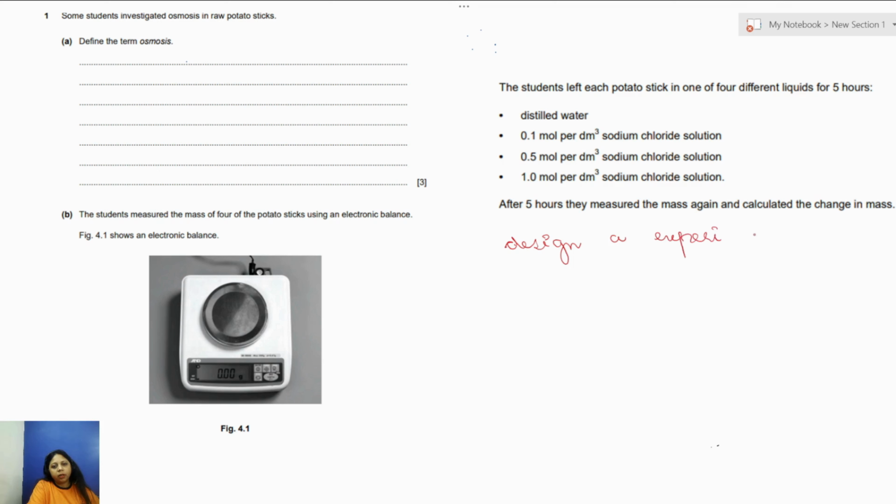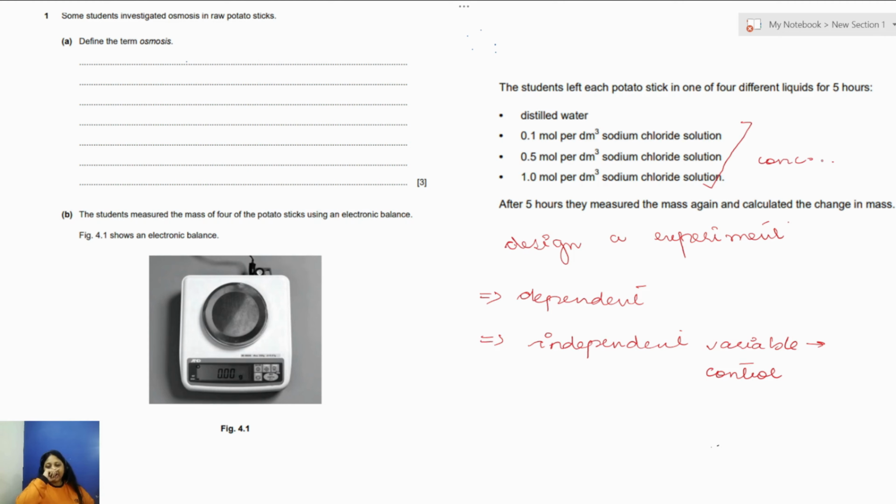So the very first thing is that you have to note points because you have to write certain things. Your number one point should be what is the dependent variable and what is the independent variable. Now how do we define dependent or independent variable? The independent variable is controlled by us. So here the independent variable is the concentration of solution, because we are changing the concentration of solution.